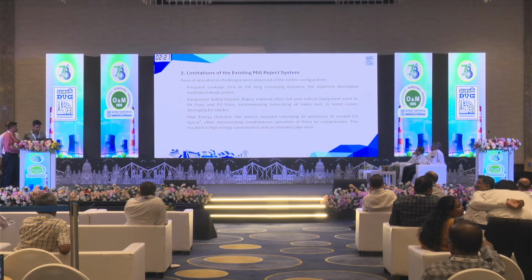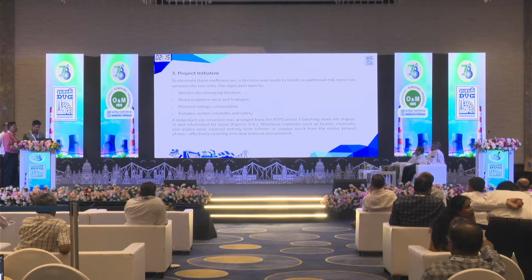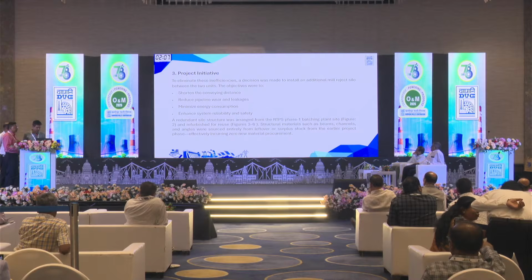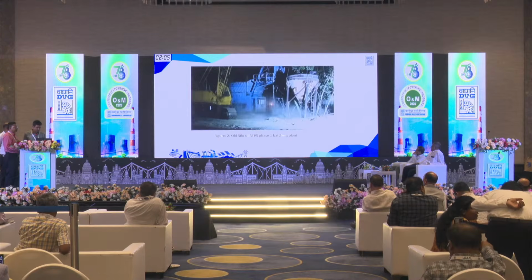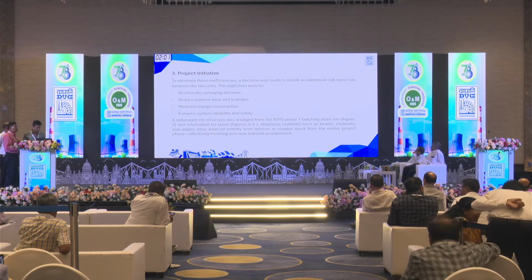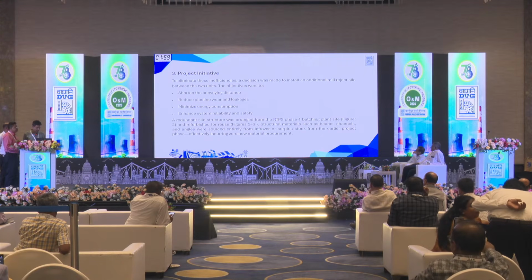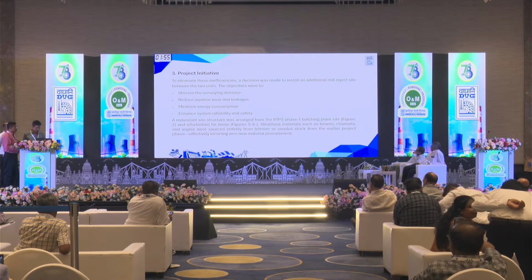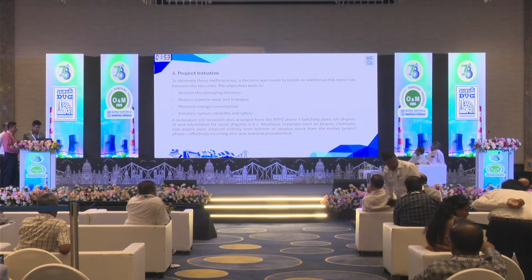So, we have decided to eliminate these inefficiencies. We have installed a new mill reject silo between the 2 units. The objectives were to shorten the conveying distance, reduce pipeline wear and leakages, minimize energy consumption, and enhance system reliability and safety. A rented silo structure was arranged from the RTPS Phase 1 batching plant site and refurbished for use.